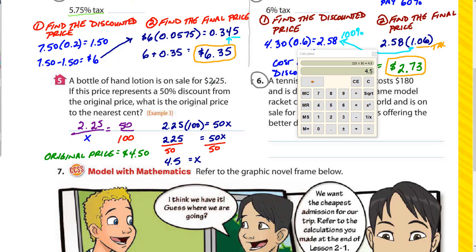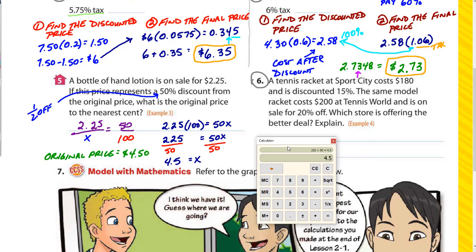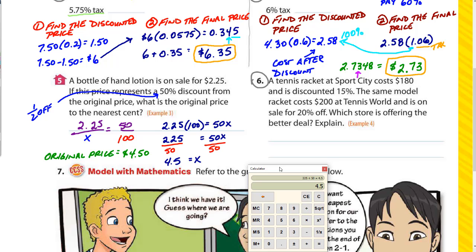Now, you might have looked at this and said, well, Mr. Walmart, I got $4.50 without all of that work, because I looked at this and said, it's a 50% discount. If you see a 50% discount, they're telling you it's half off. So then you're saying $2.25 is half of what? It's half of $4.50. So there are a couple different ways you could get that answer.